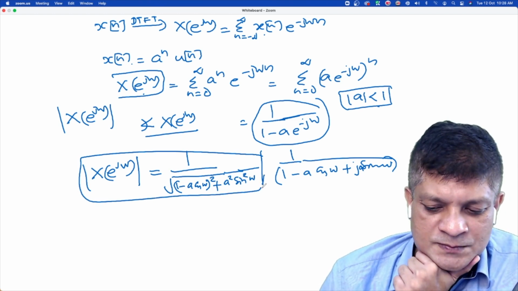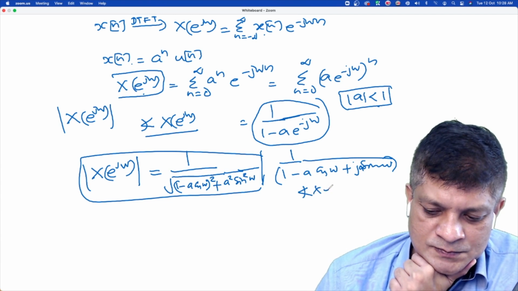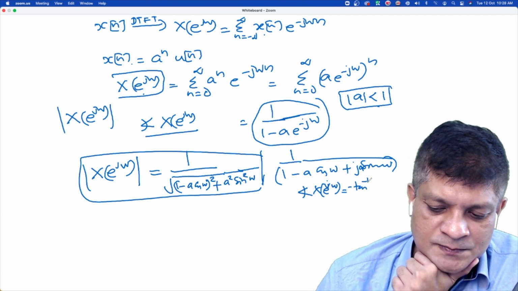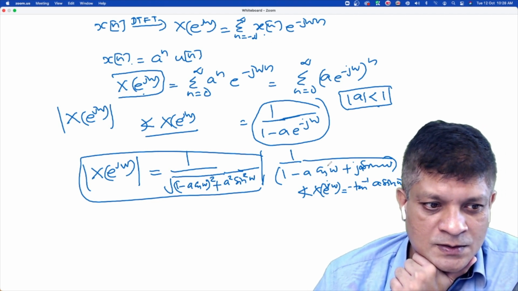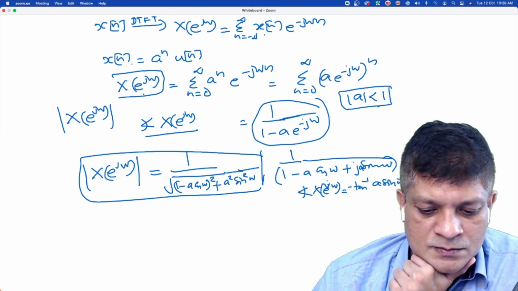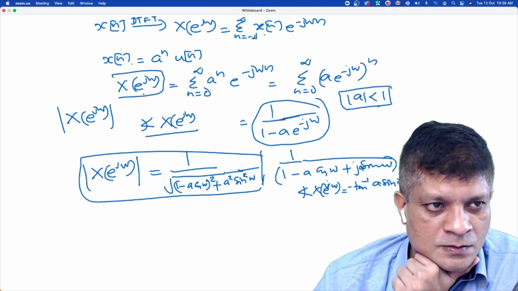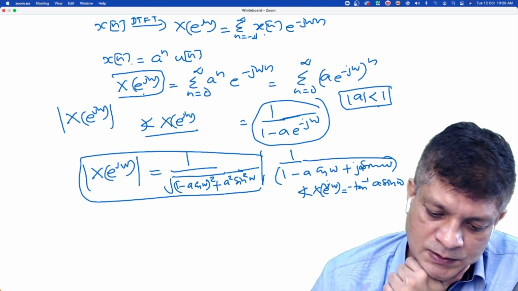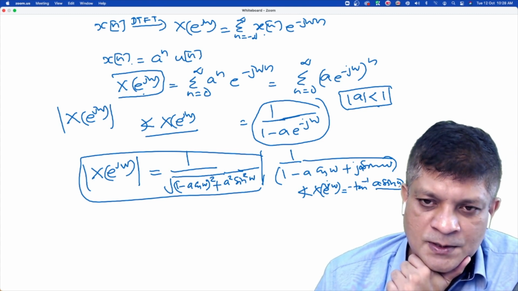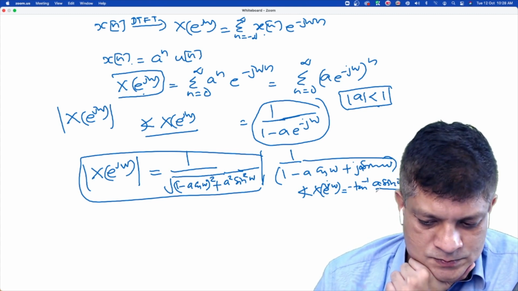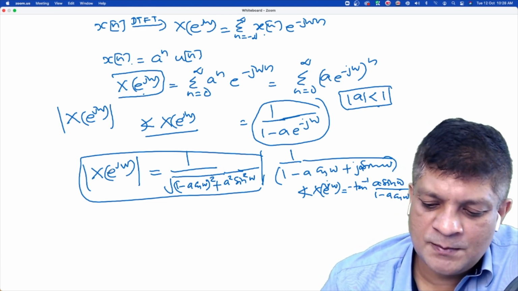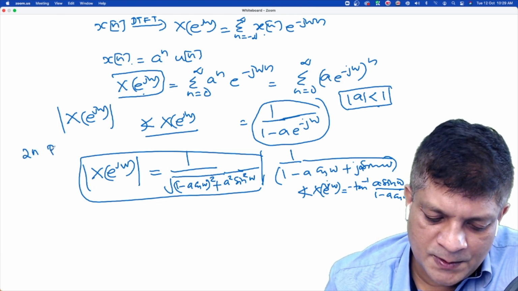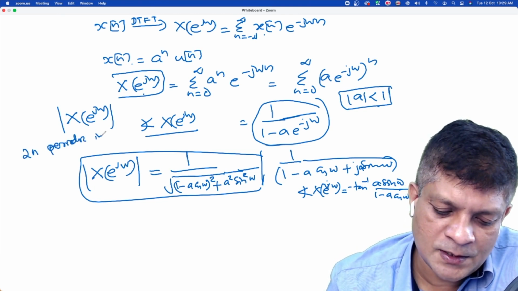And what about the phase? It is minus tan inverse of a sin omega upon 1 minus a cos omega. That is the phase of X(e^{jω}). The phase spectrum and magnitude spectrum are 2 pi periodic functions, 2 pi periodic in omega.